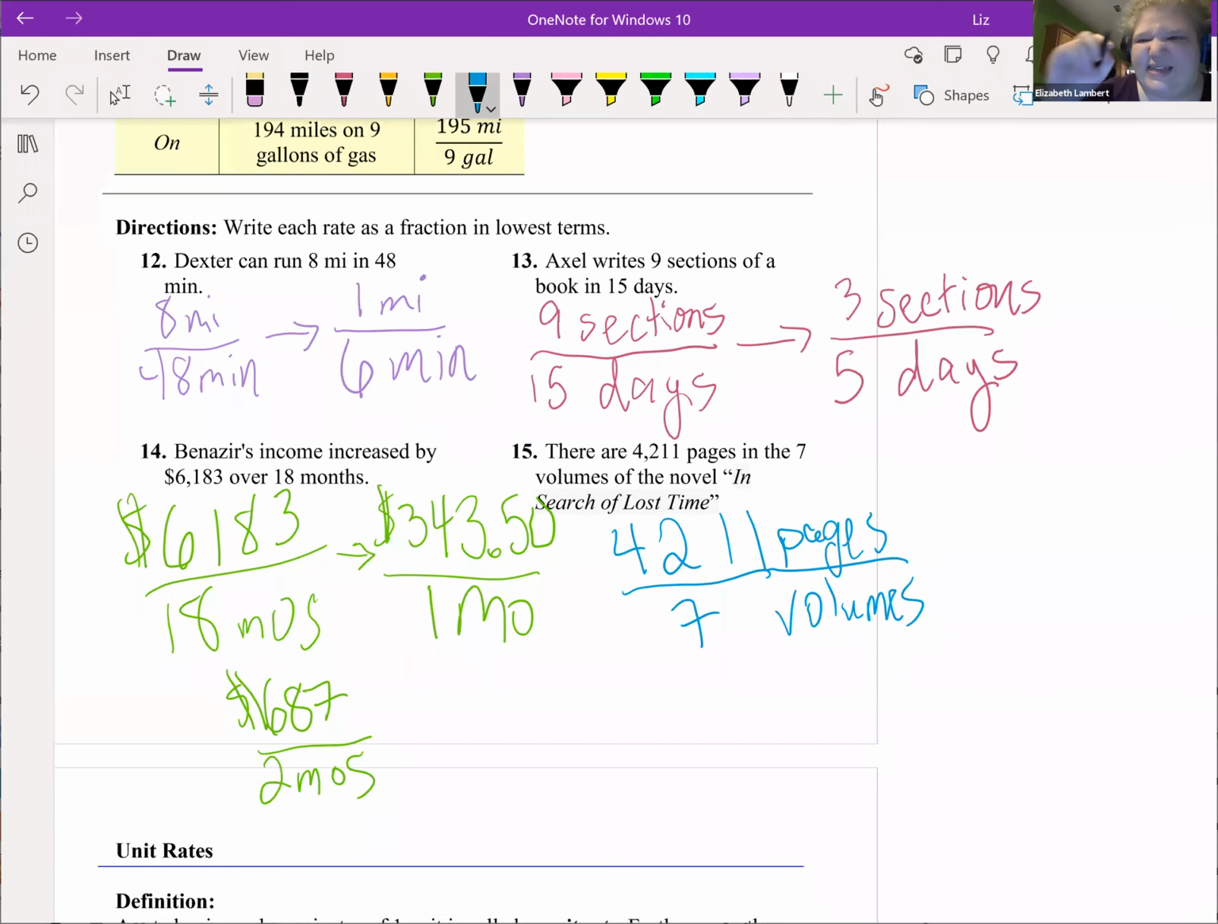I don't like 7 fractions. So this is actually the most reduced because 7 is prime. So if 7 doesn't divide into the top nicely, there aren't any other numbers to consider. But just for your information, this would be 601.57 pages per 1 volume. So each volume has around 600 pages.